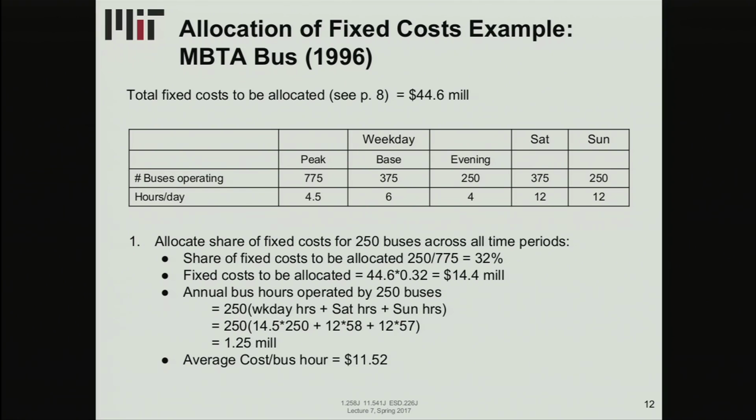Okay? And if we divide the $14.4 million by 1.25 million bus hours, we get an average cost per bus hour of $11.52. And that's the base, which is the only thing that applies in the evening and Sundays, and it is a portion of what applies in Saturday, weekday days, and peak, but only a portion.